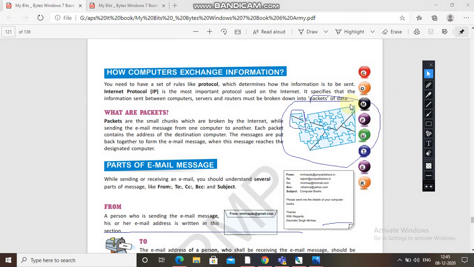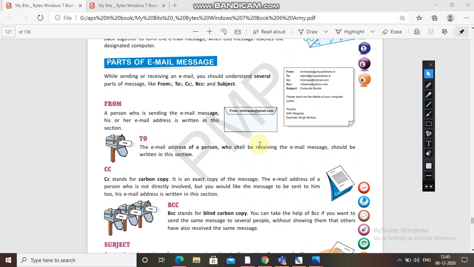Now, if we talk about parts of an email message. While sending or receiving an email, you should understand several parts of the message like From, To, CC, BCC and Subject. These 5 things: From is your address, To is whom you are sending to, CC is carbon copy, BCC is blind carbon copy, and Subject means what the letter is about.